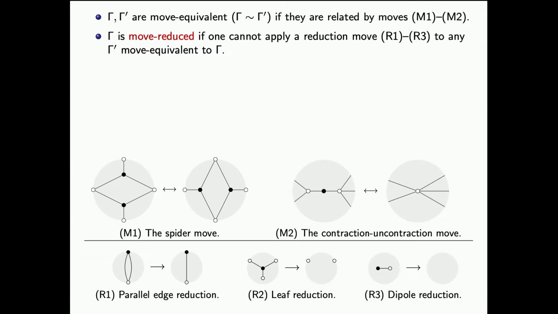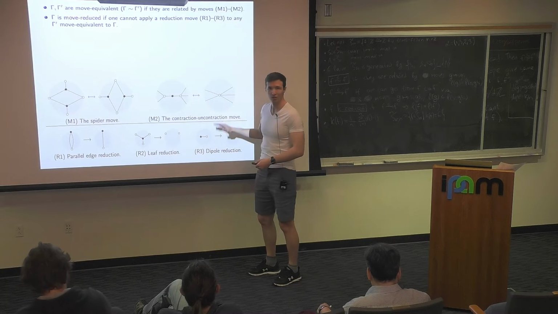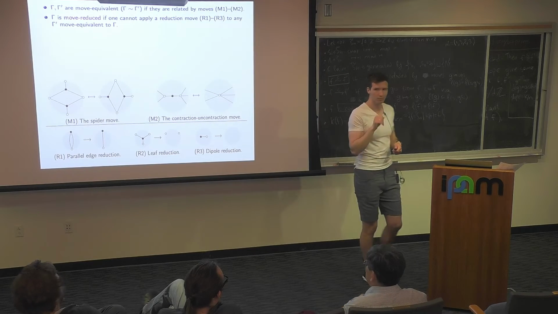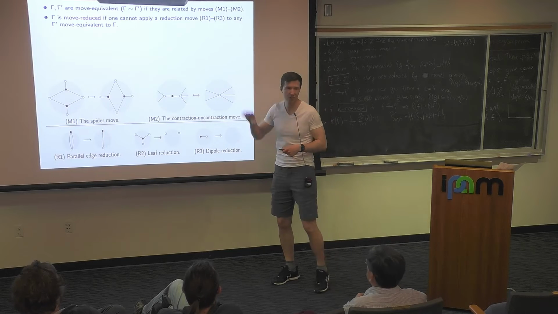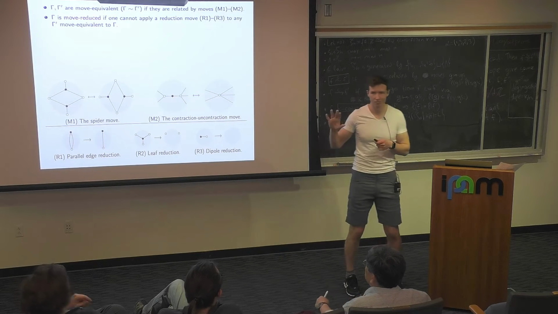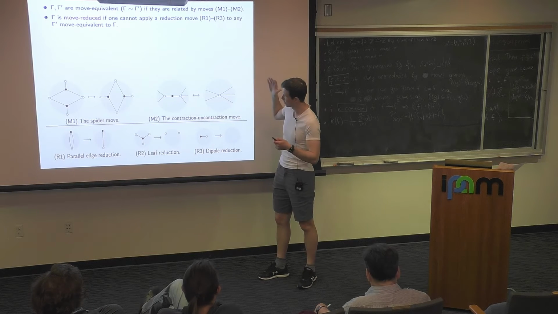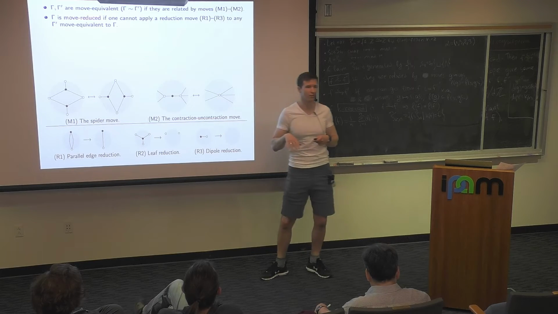you replace edge weights A and B by edge weight A plus B, something like this. There's an edge weight preserving bijection on the dimer model. And so a graph is move reduced if you can never apply a reduction move to any graph move equivalent to this one. Okay? So that's a natural definition, especially if you know about total positivity and planar graphs in a disk, where there has been work of Postnikov and others and it's natural to consider graphs which can be no longer move reduced.